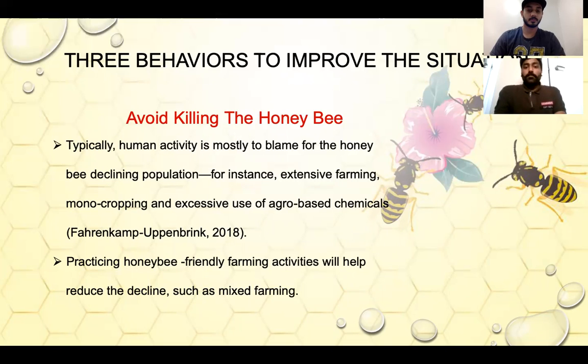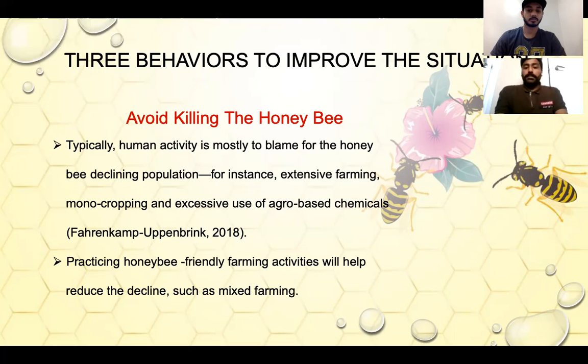Typical human activities are mostly to blame for the honeybee's declining population, through extensive farming, monocropping, and excessive use of agro-based chemicals. Firstly, I want to talk about monocropping. What is monocropping? In monocropping we grow a single crop on the same land year after year. So we have to change our crops so we can give them more food or a different kind of nutrition to grow the honeybees, to give them better nutrition.